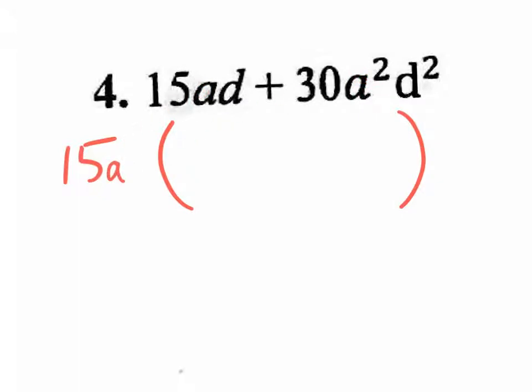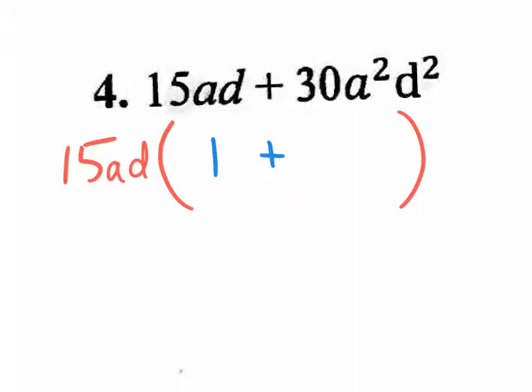Is there D's in both terms? Yeah, D's in both terms. What's the greatest amount of D's I could pull out from both of them at the same time? 1D. So our GCF really is 15AD. If I do pull out 15AD, in other words, if I go 15AD times what will get me that first term 15AD? A simple 1. You need that 1 right there.